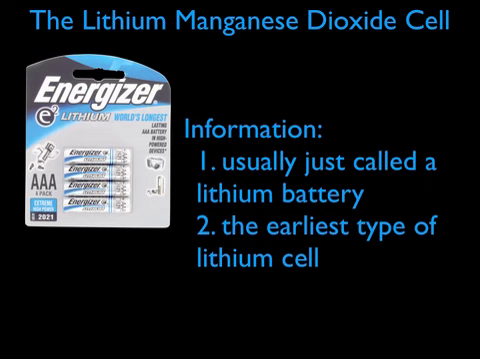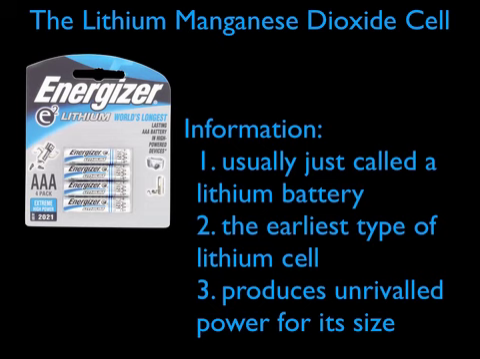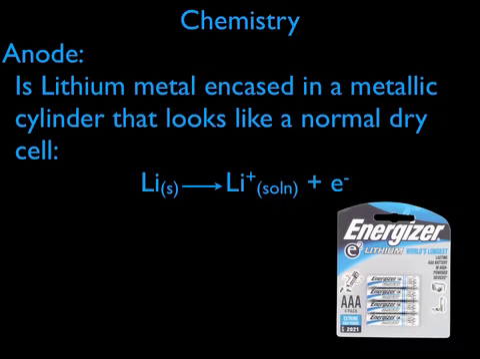The one that we're looking at is called the lithium manganese dioxide cell, which was the earliest type of lithium cell. And really, the thing about the lithium cell is that it produces unrivaled power for its size, and we'll look at why that's the case. Firstly, the chemistry. The anodic reaction is very straightforward. You have the lithium metal oxidizing to form lithium ions, and the generation of an electron that will then go into the external circuitry to power the device.